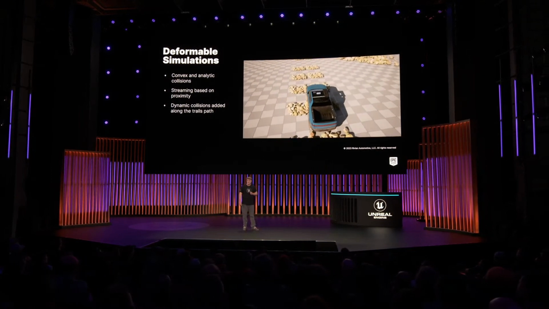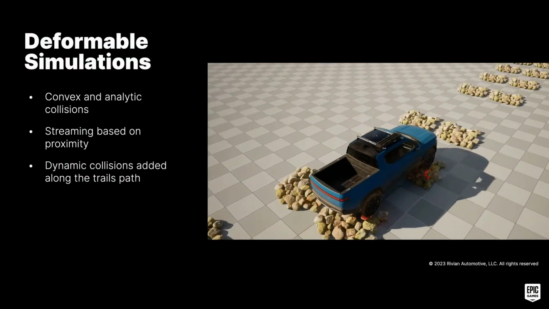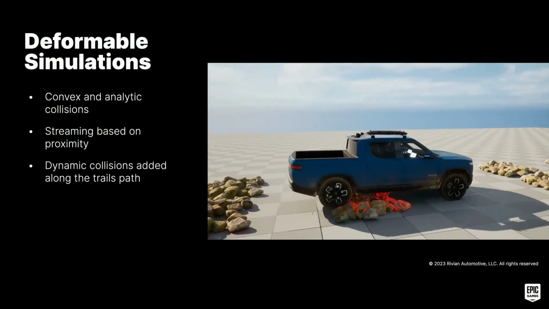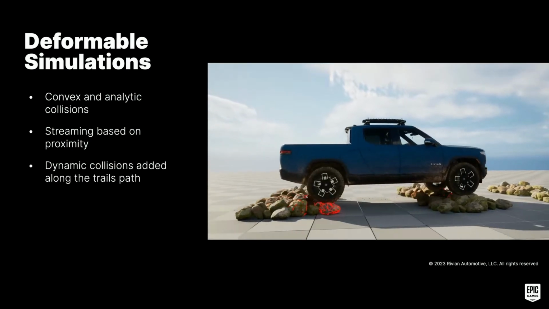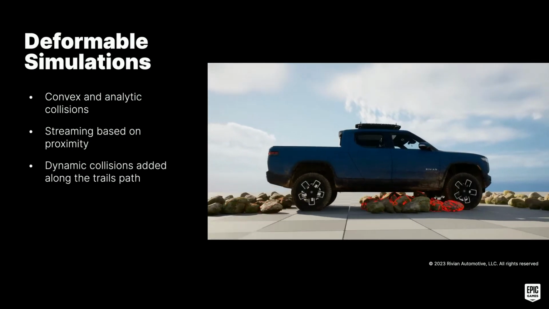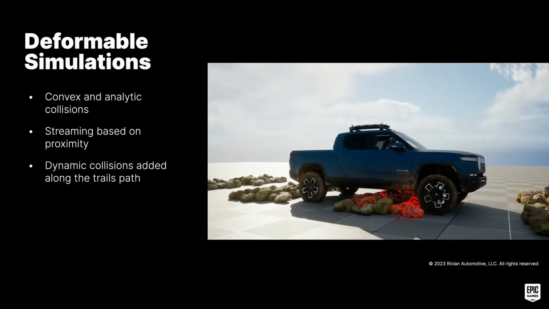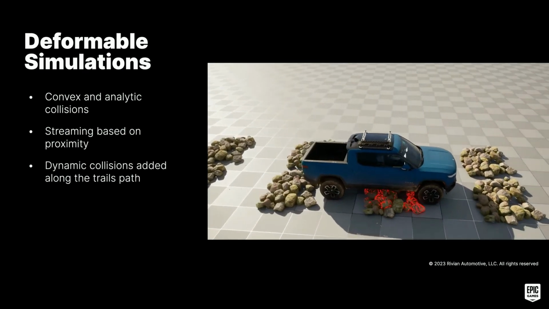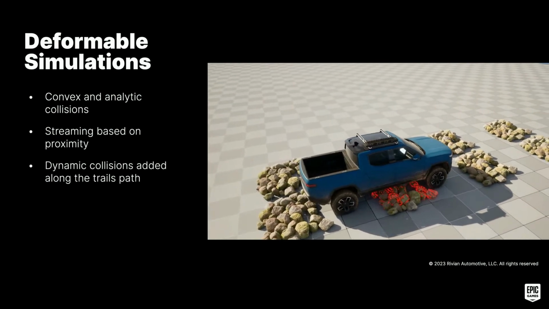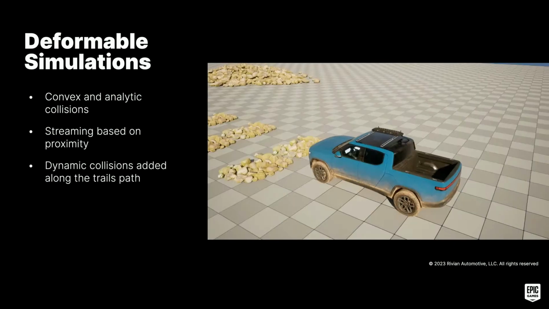Collision interactions against dynamic geometry were also added using convex and analytic collision objects along the path of the demo. The vehicle will stream dynamic geometry into and out of the solver based on the proximity to the wheels. Here we can see the tires interacting with the dynamic rigid bodies as the vehicle drives through the environment.